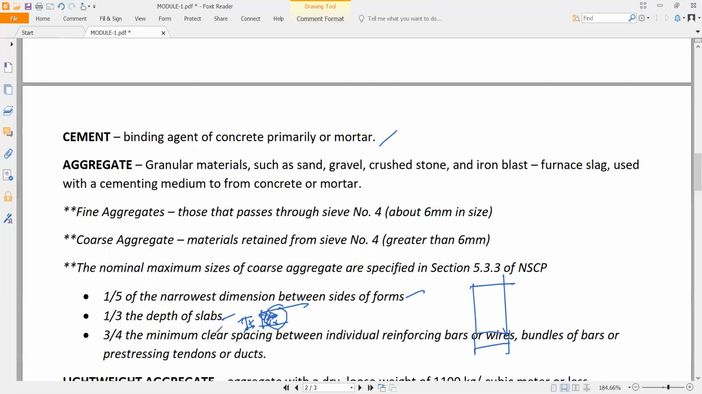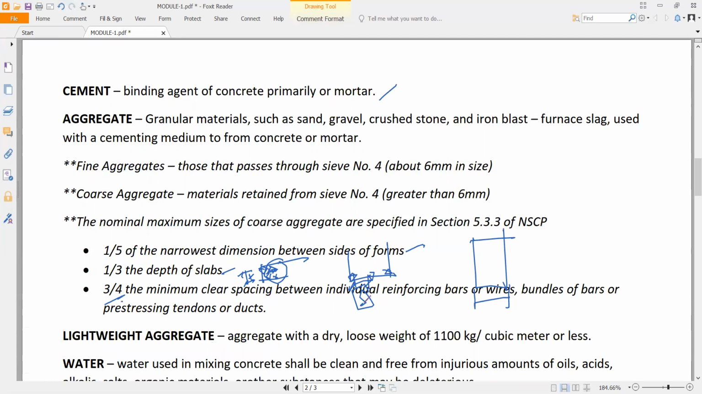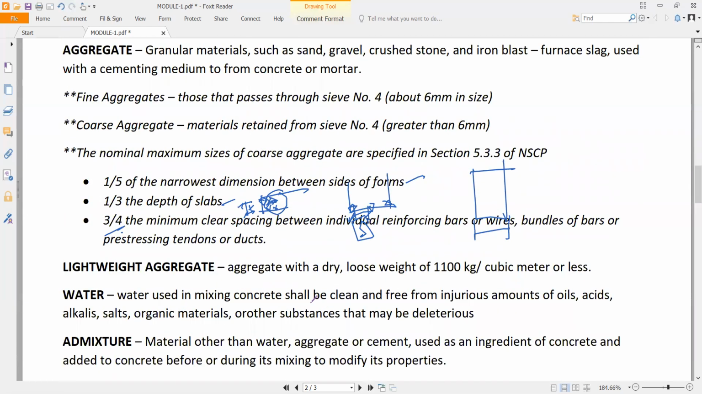So hindi siya possible. So pagka sa beams naman or columns, 3/4 of the minimum clear spacing. For example, this is your mga bakal mo. So, ito yung spacing. Clear spacing, so parang side to side. Yung 3/4 ng isang side, yun yung maximum size of your aggregate. So, lightweight aggregate, these are aggregate with dry, loose weight of 1,100 kilogram per cubic meter or less. Like, for the concrete, sabi ko kanina, for us to achieve a lightweight concrete, dapat lightweight yung ating aggregate.